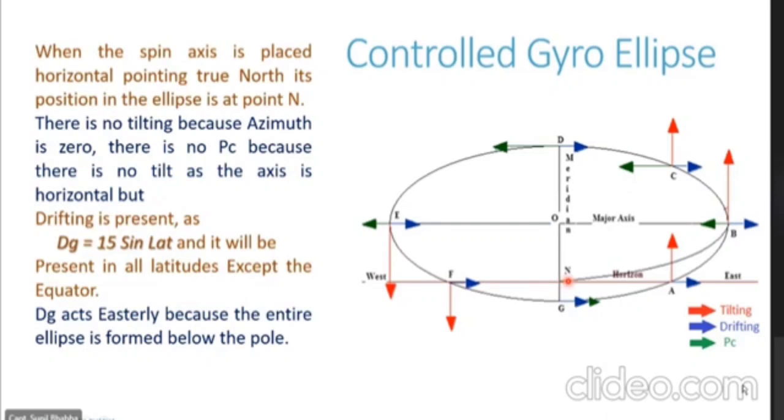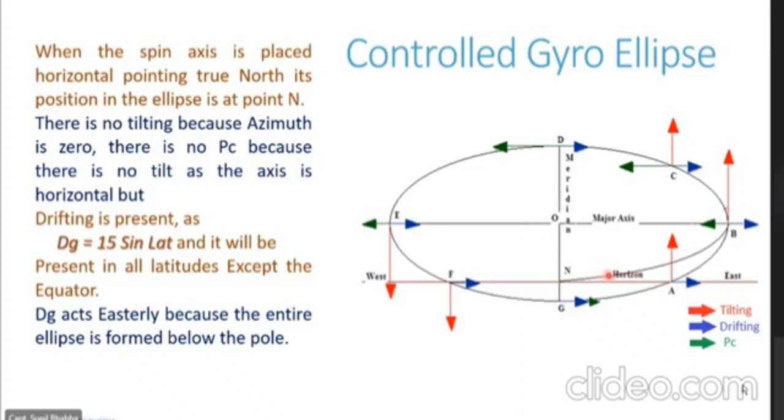As the spin axis moves eastwards, it has come east of the meridian now. That means an easterly azimuth is generated. If an easterly azimuth is generated, the tilting vector is now going to come in the picture. Tilting is proportional to azimuth. So as easterly azimuth is generated, we will have upward tilting. This upward tilting is going to push the spin axis upwards. So it will start to move above the horizon. You can follow the laser pointer. It is moving upwards now because tilting has come into play.